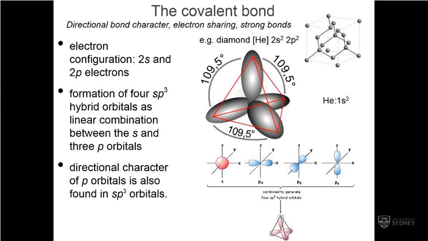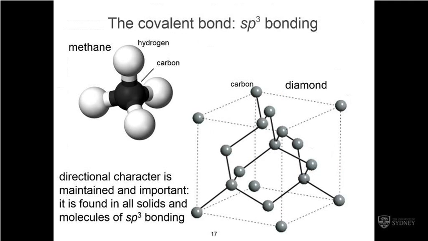And this kind of covalent sp bonding also occurs in, if you like, the methane molecule, where you've got a carbon atom in the middle and 4 hydrogen atoms. We also have this kind of tetrahedral environment.